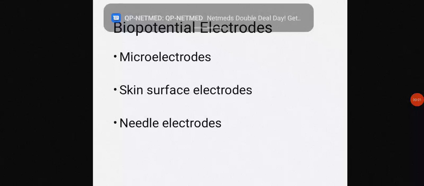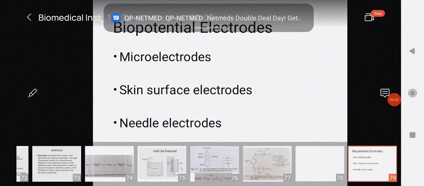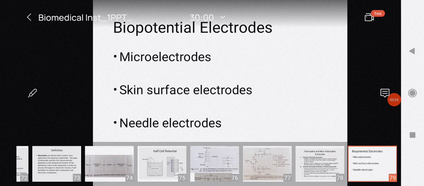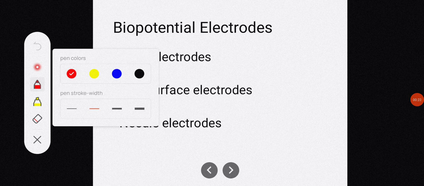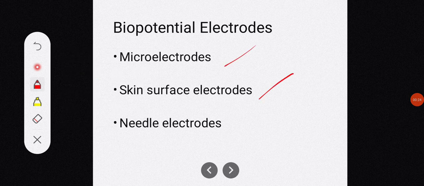Hello students, in this lecture I am going to talk about the variety of electrodes. Basically there are two types of electrodes, biopotential electrodes and biochemical electrodes. In biopotential electrodes there are three types: micro electrodes, surface electrodes, and needle electrodes.